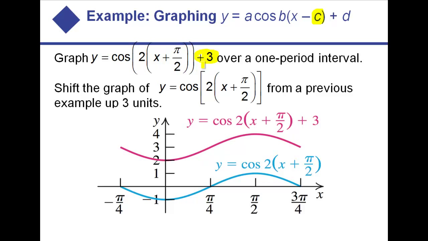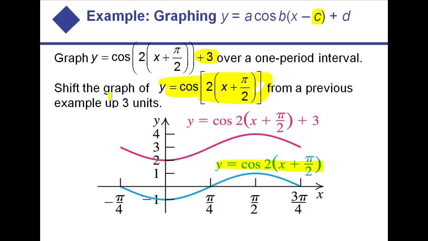So everything we've done before from all the other examples is exactly the same. In fact, if we were going to graph just this function, it's exactly what we've done before, and that would give us the one in blue. And the last thing you have to do is just move everything up by 3.